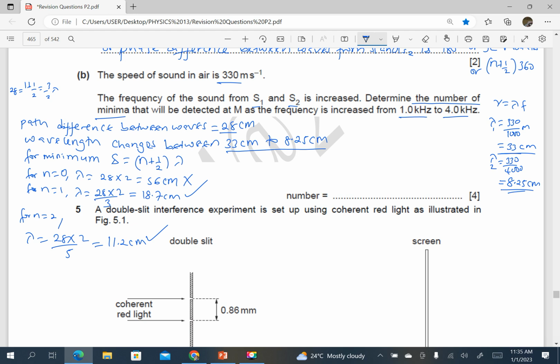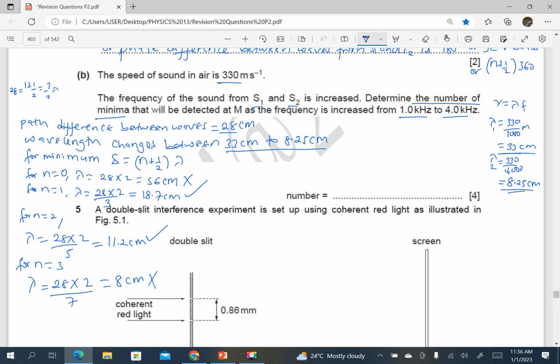We can check n equals to 3. Lambda is therefore going to be 28 times 2 divided by, when n is 3, we have 3 plus a half, that is 7 over 2. So this is divided by 7. And this is equal to 8 centimeters. 8 centimeters is below 8.25. So that is not formed.